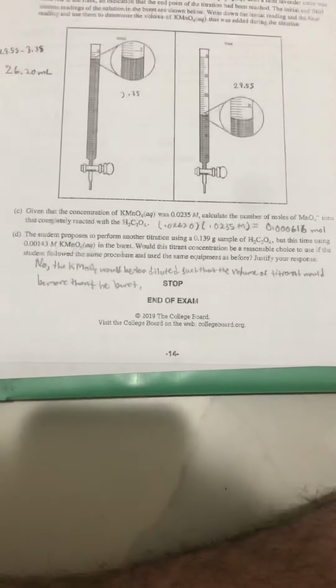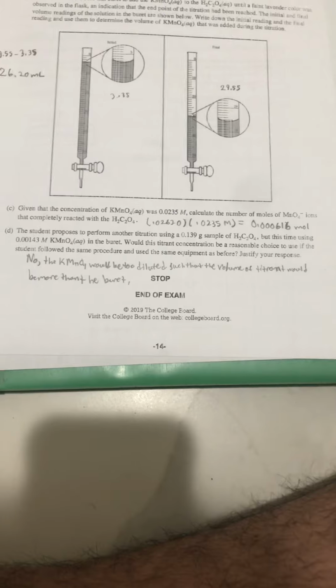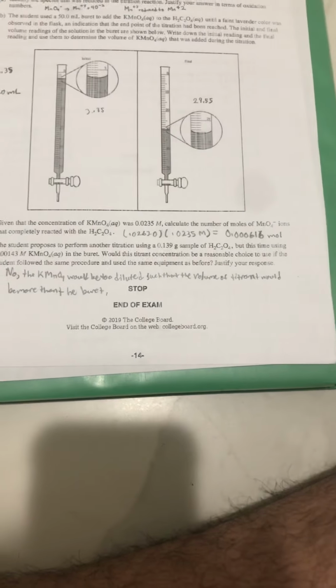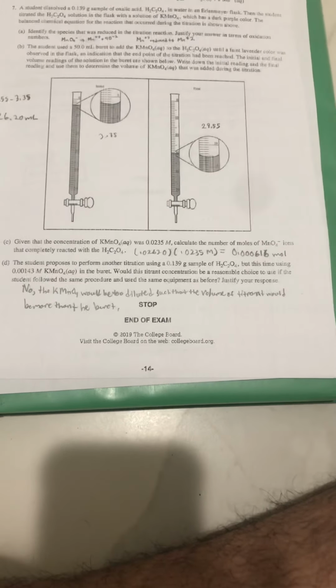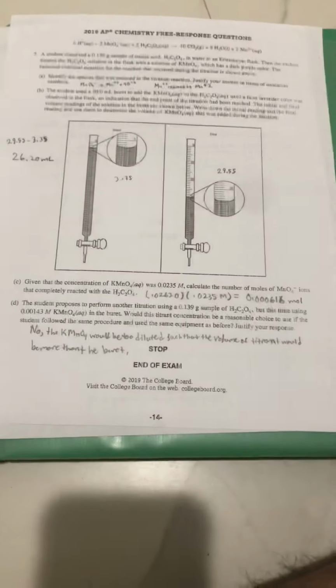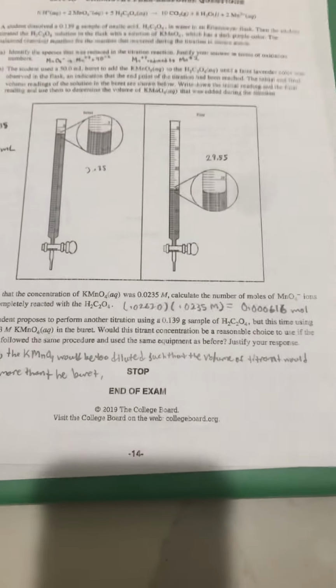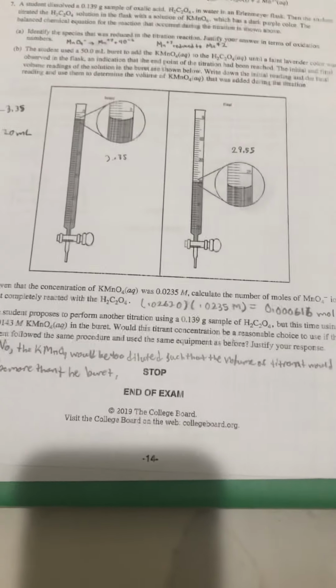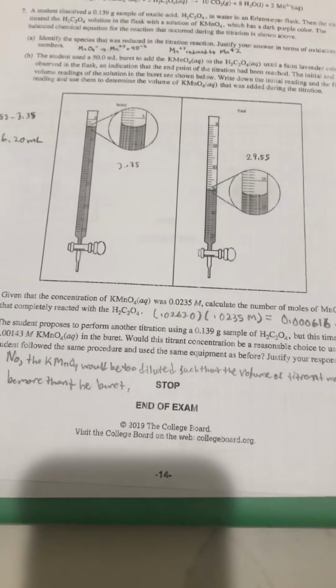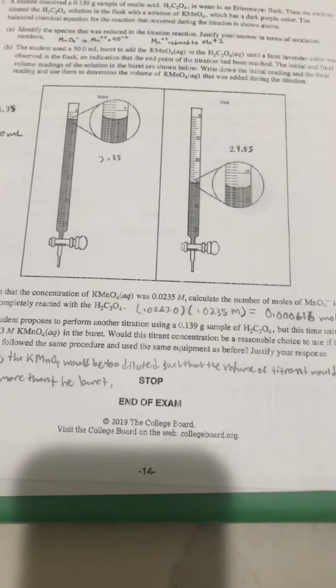Part C. Given the concentration of KMnO4 was 0.0235 molar, now calculate the number of moles of MnO4- ions that completely reacted with H2C2O4. So in order to find the moles, molarity equals moles over volume in liters. So we can cross multiply to get an equation where moles equals molarity times volume.